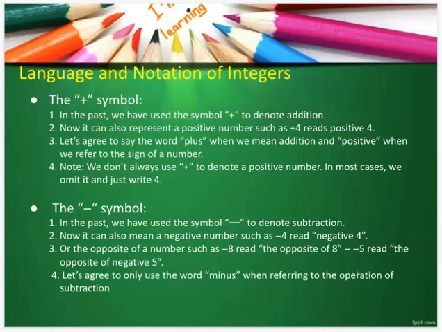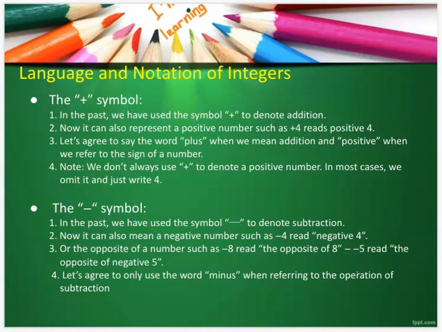So we're going to make an agreement that we're going to only use the word plus when we're using the operation of addition, and we're going to use positive when we refer to the sign of the number. It is important to note that we don't always use the plus sign to denote a positive number. In most cases, we just leave it off and we just write 4, but it means positive 4.